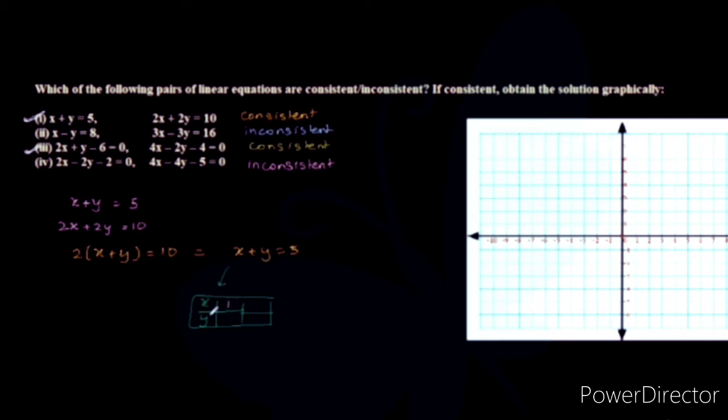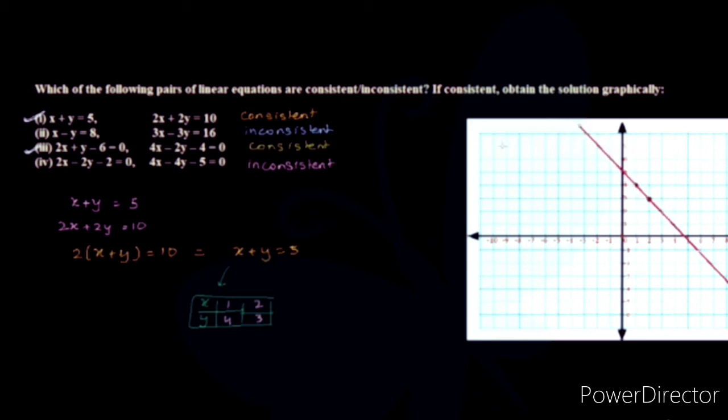So if x is 1, then y is 4. If x is 2, y is 3, right? 1 comma 4, 2 comma 3. Let's plot that down. 1 comma 4 is here, 2 comma 3 is here. Okay, if you pass a line through these 2 points like that, I hope you can see the line. Okay, so what does it mean? It means that, let me extend this line to the other side as well.